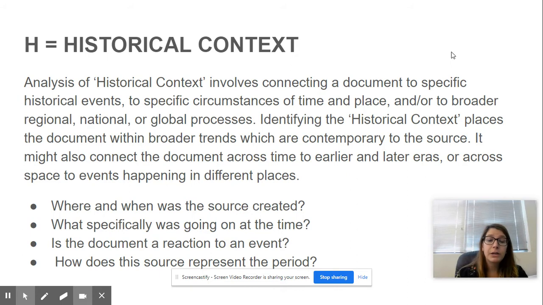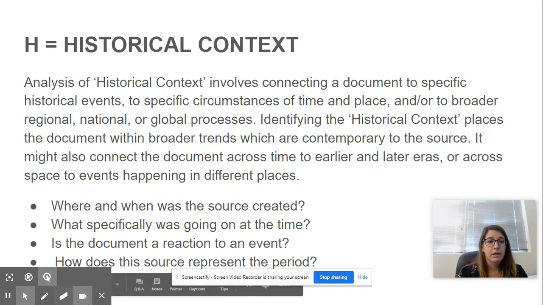It could be that the document is a specific reaction to an event. If it is, you need to point that out. And does it represent the period? So you're looking at the document as one little piece of a time period, again, the dot in the big circle. For historical context, you want to explain the big circle of time. Okay. All right. We're going to go to the next one.